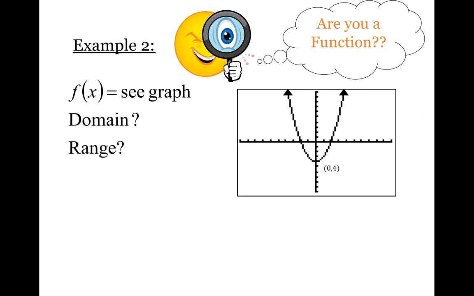Well, the domain, it keeps going out. There's no limits to what I could say x is. So that's what we refer to as all real numbers. Or you can say negative infinity to infinity. But the range is not all real numbers. That is not 0, 4. That is going to be 0, -4, isn't it? So it's going to go from -4.